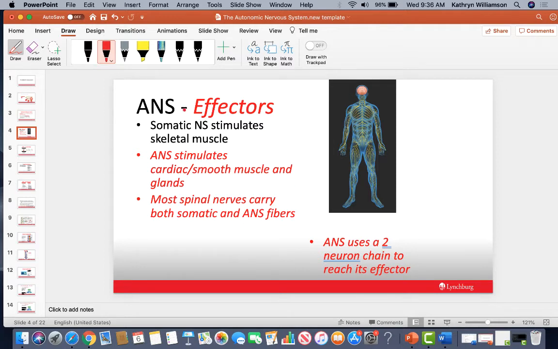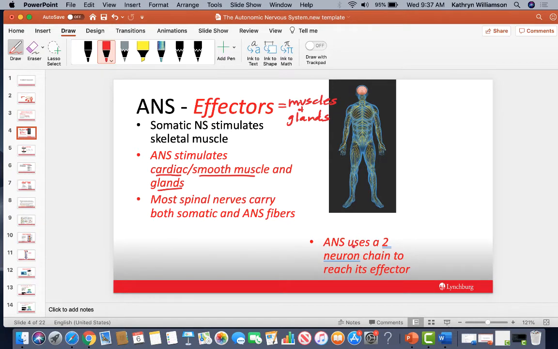What are the effectors of the ANS? Effectors is a noun, and if you think back to homeostasis, when we talked about that way at the beginning, we're talking muscles and glands. By contrast, the somatic nervous system stimulates skeletal muscle, through that somatic motor neuron. In the autonomic nervous system, we have stimulation of cardiac muscle, so heart, and smooth muscle and glands located throughout the body. Most spinal nerves carry fibers from both the somatic nervous system and the autonomic nervous system. They're bundled together and travel through the same pathways.